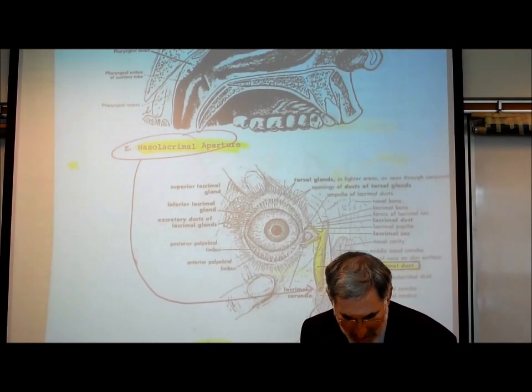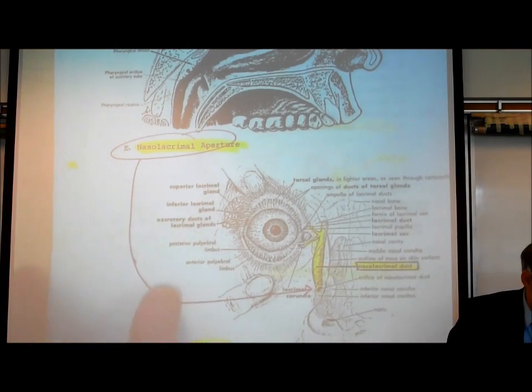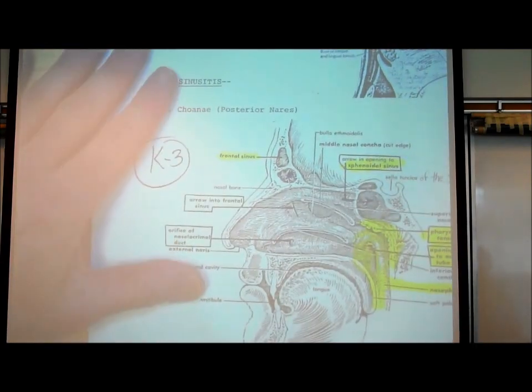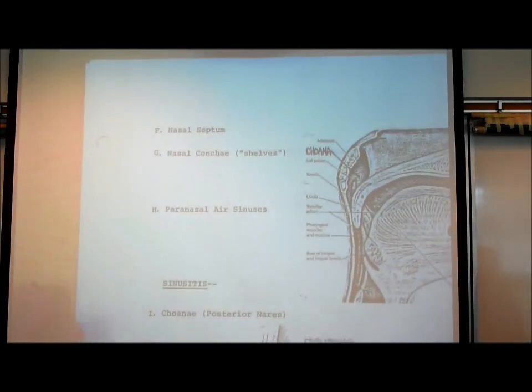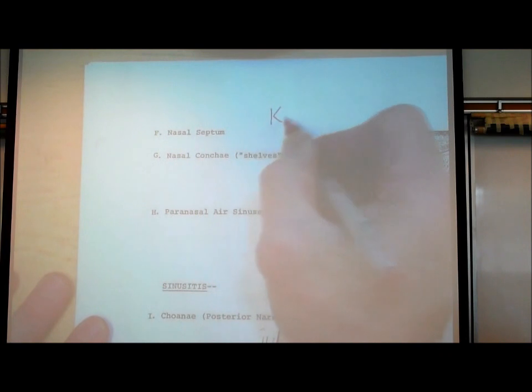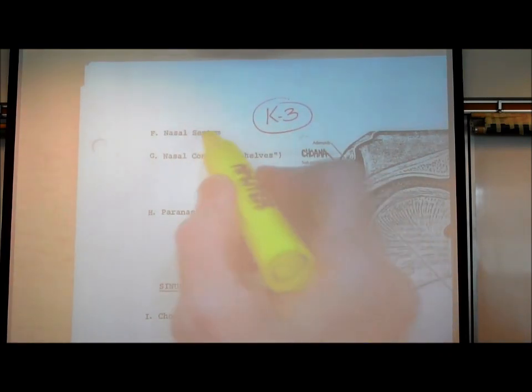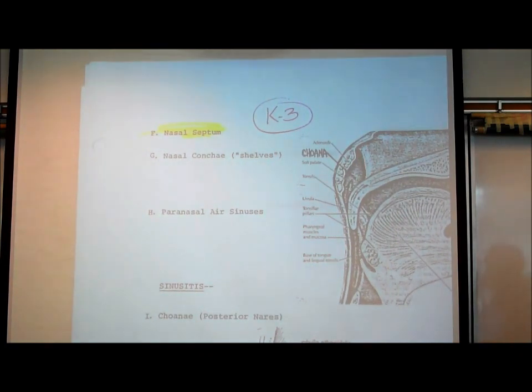On page K3, the nasal septum. What does the word septum mean? Wall. So the wall between your nasal cavities is called the nasal septum.